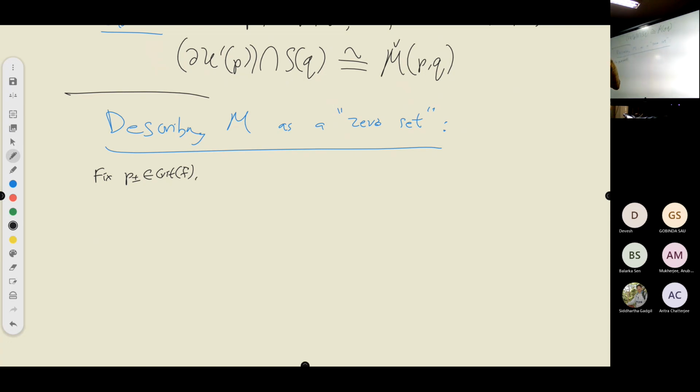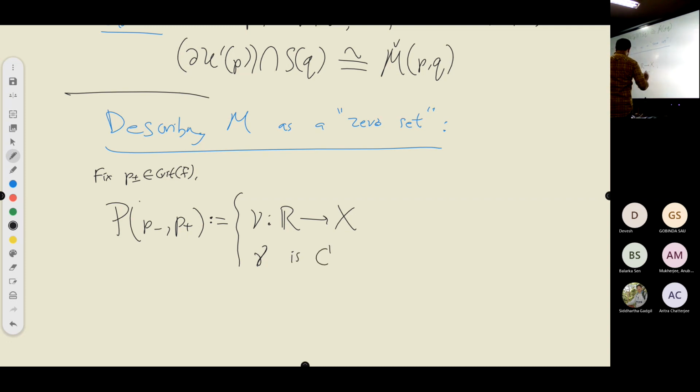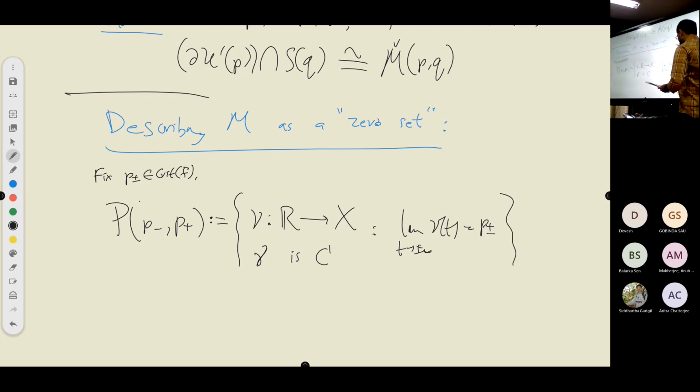Okay, so let's pick some critical points. Now we can define a space of paths from B minus to B plus, which is just going to be the maps gamma from R to X, where gamma is C1, and we have the limit tending to plus or minus infinity. So this is just a space of paths that limit to the critical points on either end. And our moduli space is now going to be a subset of this. When I say a subset, and in fact I've said it's a zero set, I need to now talk about a function on it.